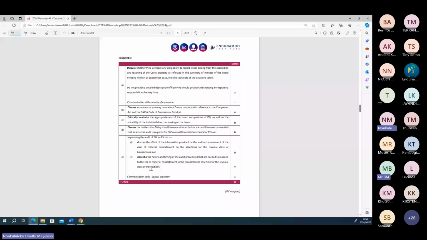Correct. But is it possible to do tests of controls? That's the thing. ISA only says you can only do tests of controls if you have an expectation that controls are operating effectively. Knowing that Daisy manipulates the system, do you believe controls are operating effectively? No. So you can't test controls. You would probably have to go fully substantive. Yep, so that's also another mark because that's another consideration.